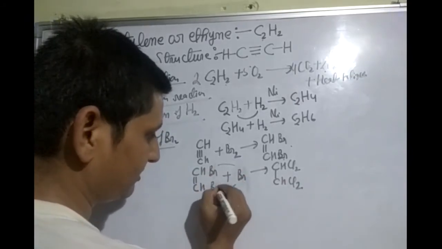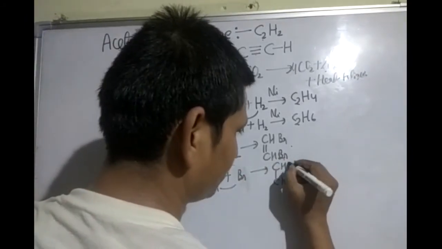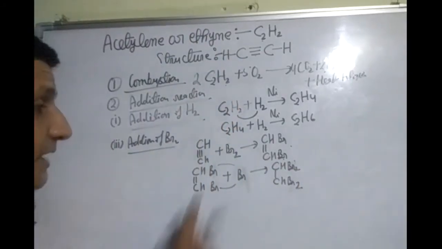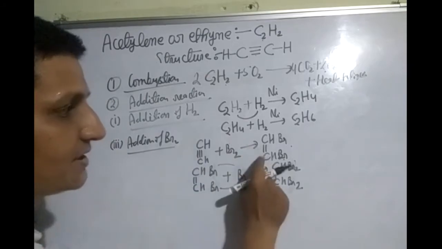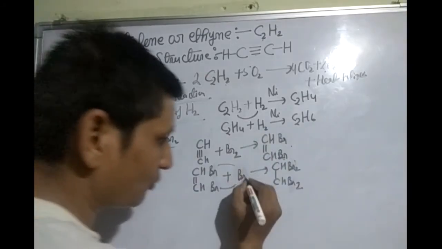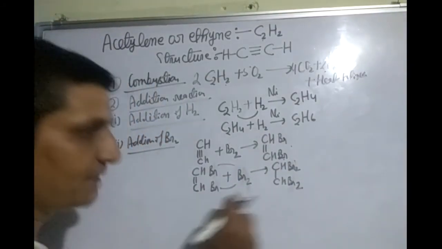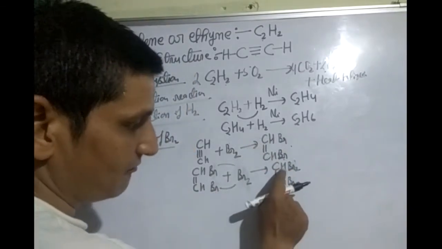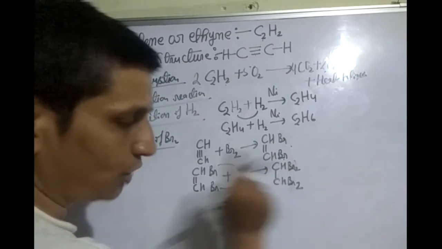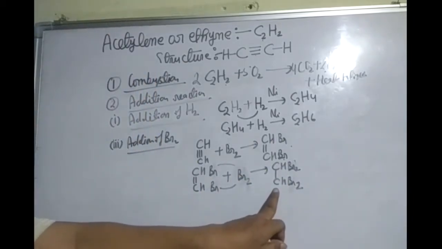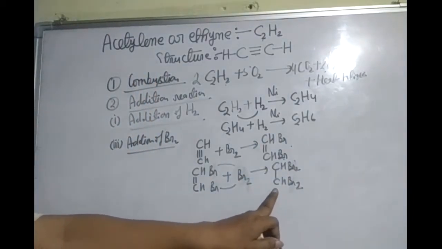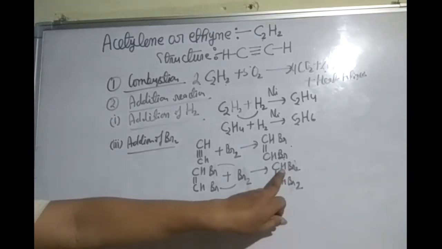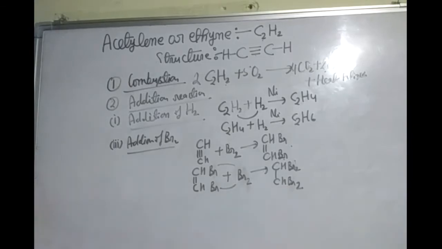So addition of bromine, we can write it in this way. In the place of Cl we have to take Br. So we can say addition of bromine to acetylene gives acetylene dibromide. Addition of bromine to acetylene dibromide gives acetylene tetrabromide. Or we can say 1,1 dibromoethene, 1,1,2,2 tetrabromoethane. Or we can say acetylene tetrabromide.